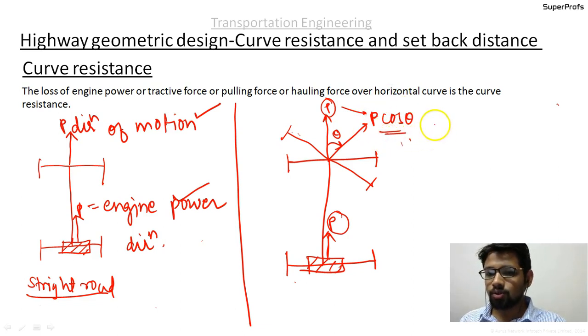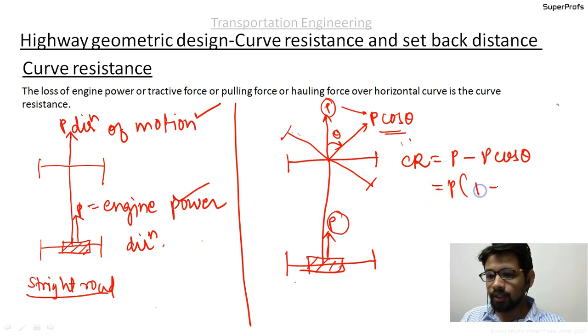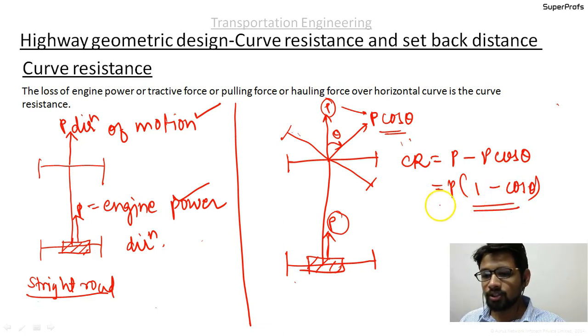So curve resistance is equal to P minus P cos theta. You can take P common, so P times (1 minus cos theta). This is given as the loss of the engine power on horizontal curves, and that is called the curve resistance. This engine power is also known as the tractive force, the pulling force, or the hauling force.